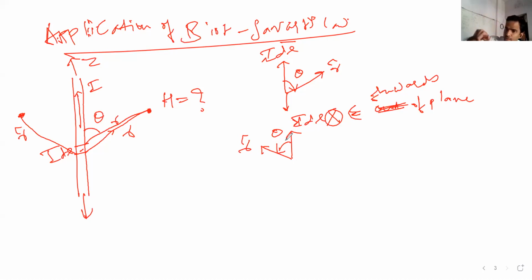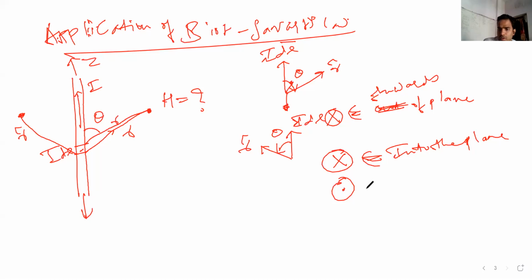So this will go into the plane of paper. And when we have Idl like this and we are going towards r, it will be outward. This will be inward. Okay. This will be outward. And inward we show with a cross. So cross is for inward into the plane, and dot is for out of the plane. Okay, dot is for out of the plane.